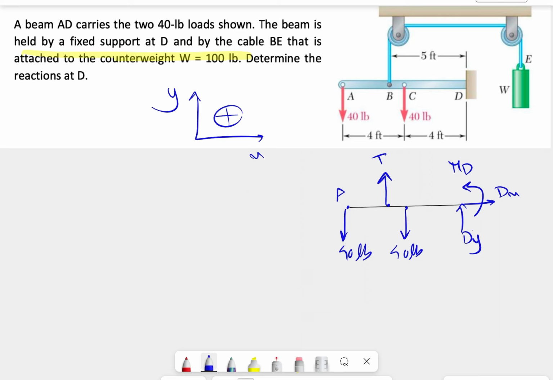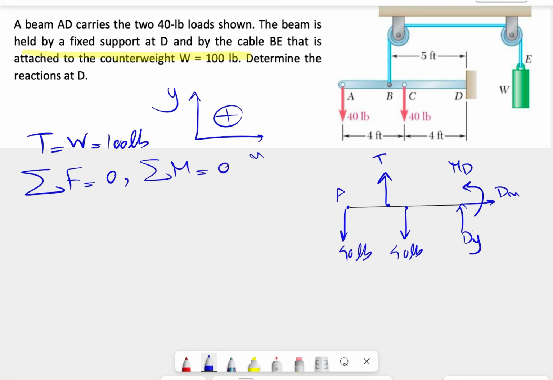And if we look at the cable, we'll see that the cable is attached to the weight. Since it's one single cable, the tension at every single point of this cable will be the same as the weight. So we know the tension in the cable will be the same as the weight, which is 100 pounds. Obviously we are in equilibrium, so we'll have the sum of all forces equal 0, as well as the sum of all moments equal 0.